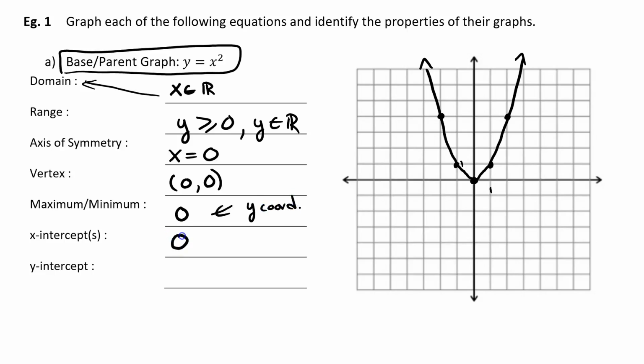The x-intercept is going to be 0. The y-intercept is going to be 0, and we are good. This is what we base all of our graphing on. This mother function.